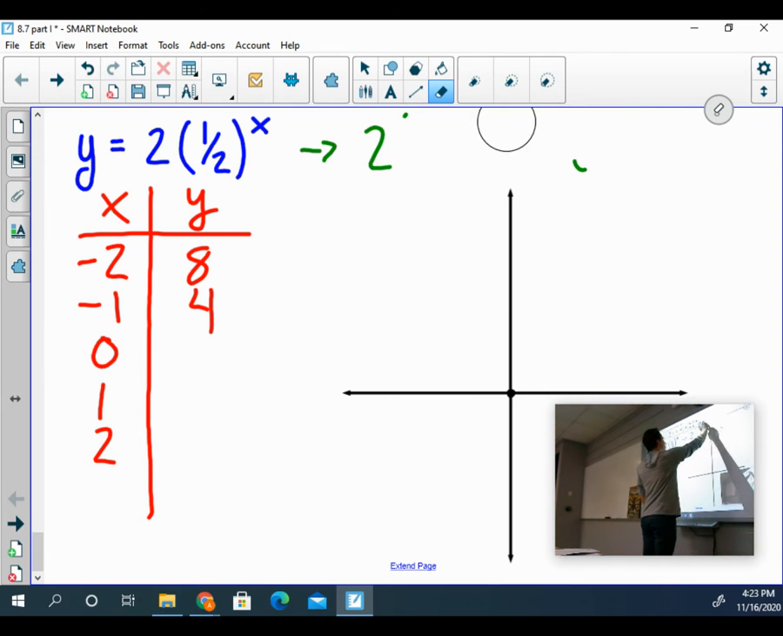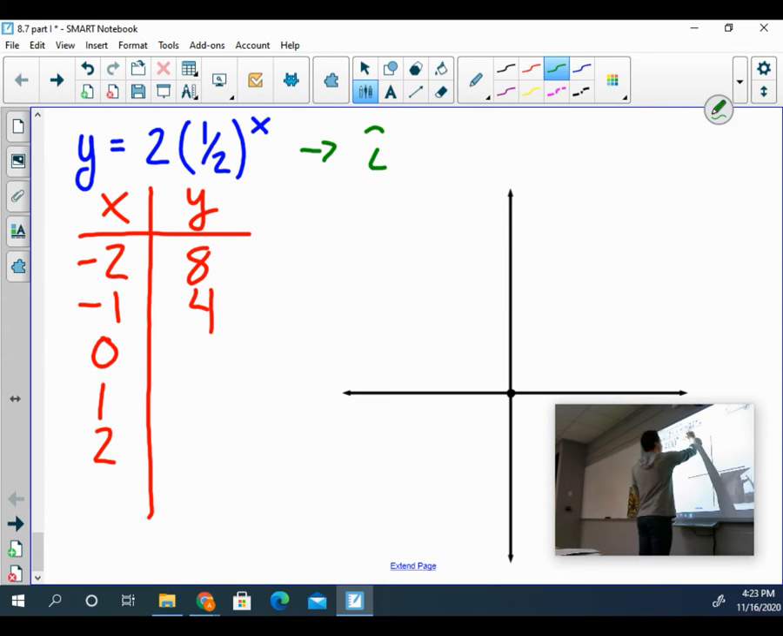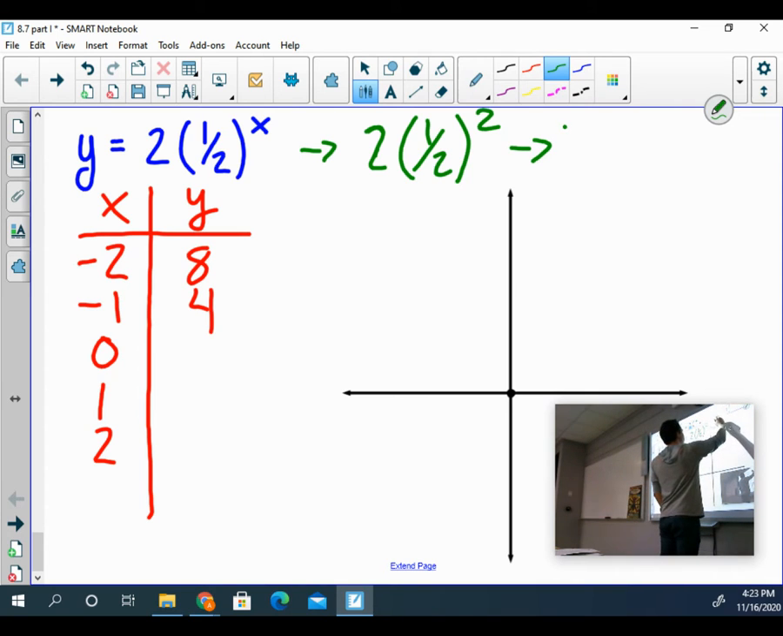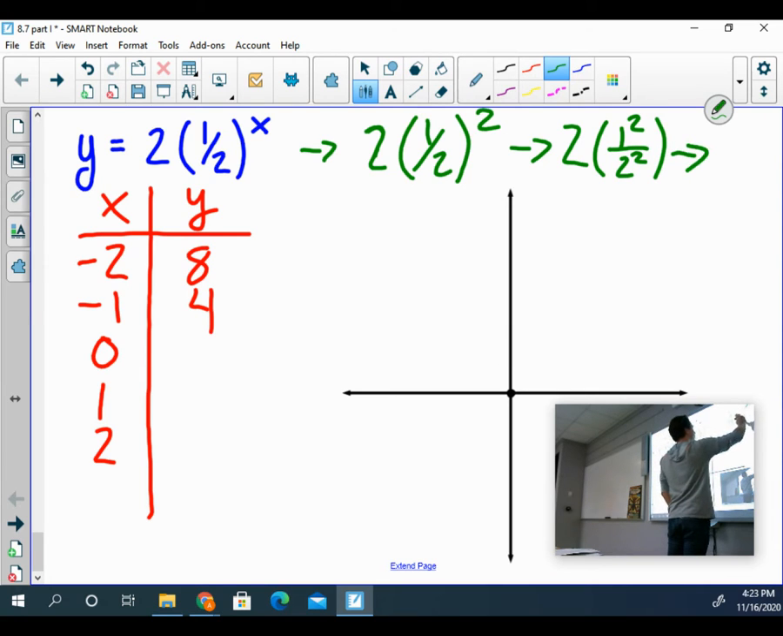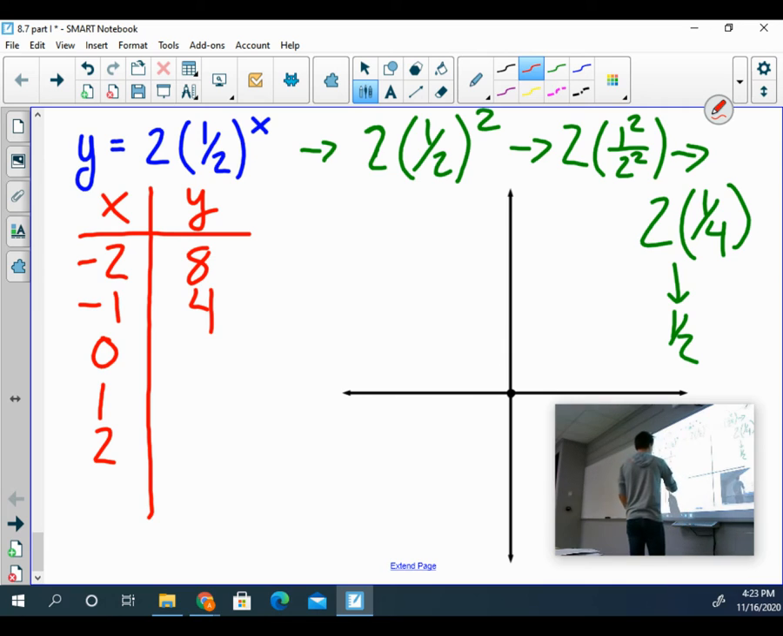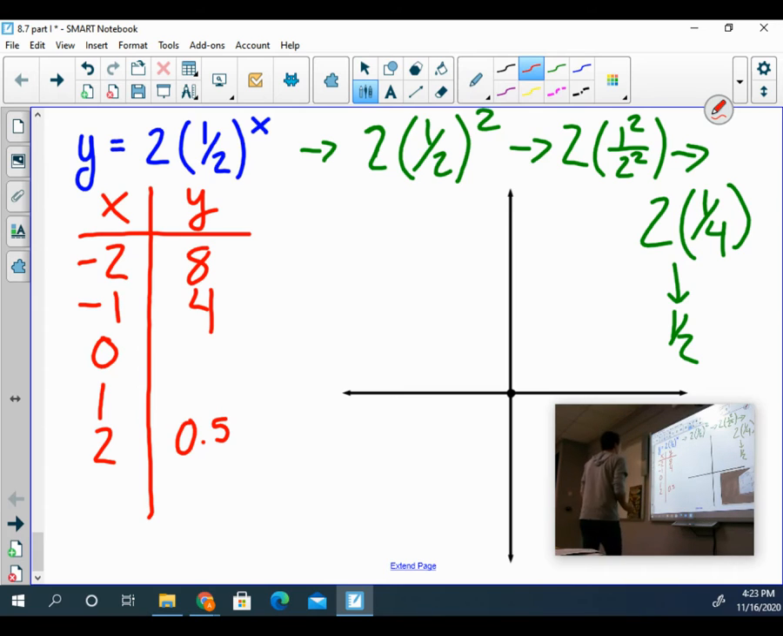Just to help you all out, let's do a positive value. One-half to the second, distribute that exponent. Get 1 squared over 2 squared. Should be 2 times 1 over 4, which simplifies to 1/2. Or you can write it as a decimal. Okay? I will let you pause the video right now and try and figure out what 0 and 1 as x values give you as y values. So pause the video. Give it a shot.